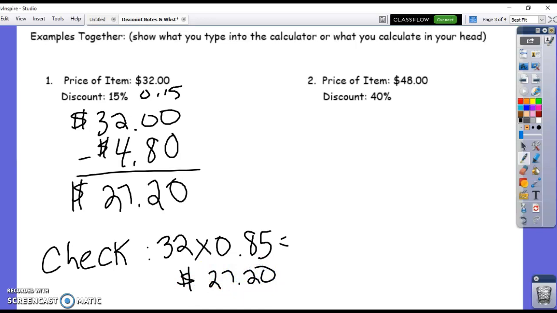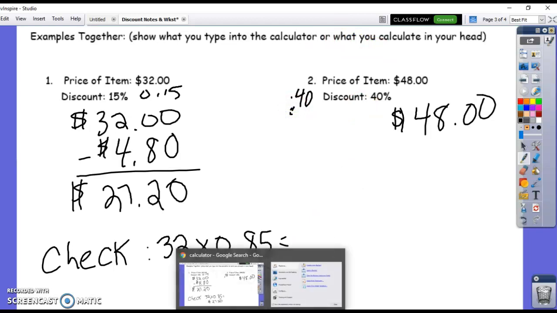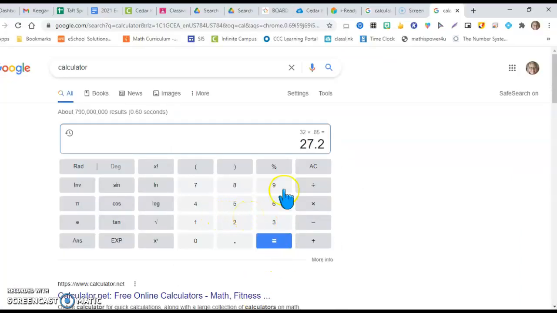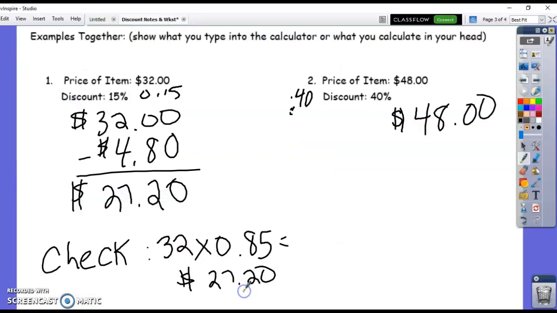Okay, let's try number 2. The price of the item is $48. My discount is 40%. So $48, 0.40 is my discount. So I'm going to go to my calculator here and I'm going to type in 48 times 0.4. And I get 19.2. So my discount is $19.20. So I need to subtract it.